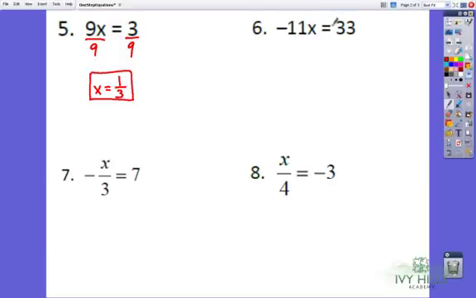Number 6, negative 11x equals 33. This is negative 11 times x equals 33. So if you're undoing the multiplication, you have to divide both sides by negative 11. If you divide both sides by negative 11, 33 divided by negative 11 is negative 3.